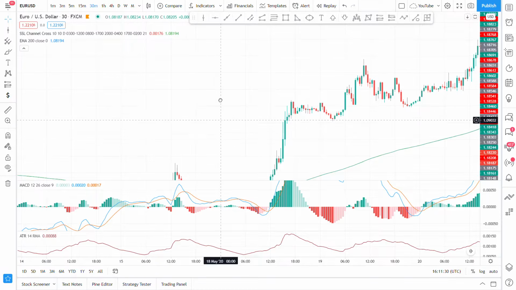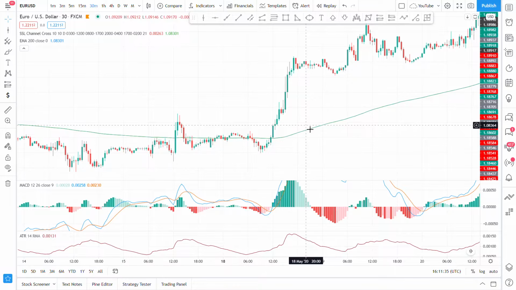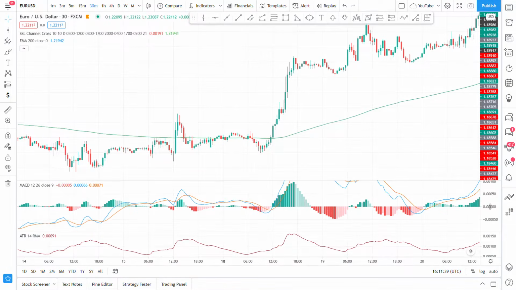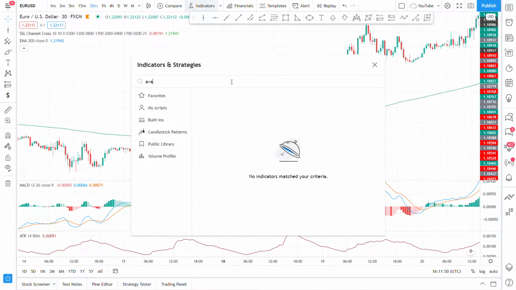Okay, so this strategy is the 200 EMA MACD pullback strategy. You will need three indicators. The first one is the 200 EMA, the second one is the MACD, and the third one is the ATR or average true range. You can find all of that on TradingView. You just type in average true range.